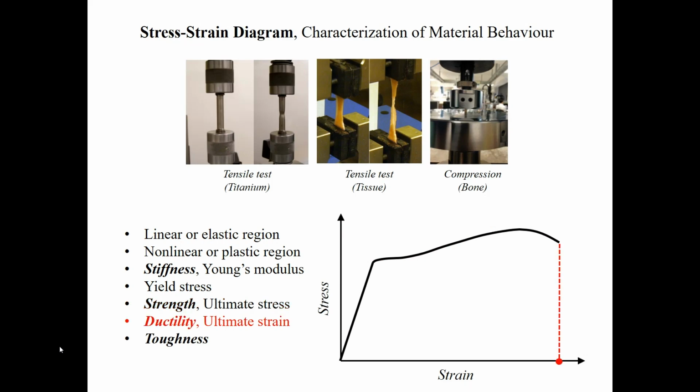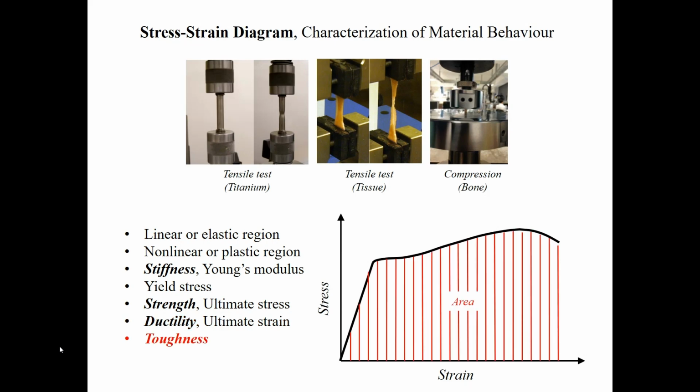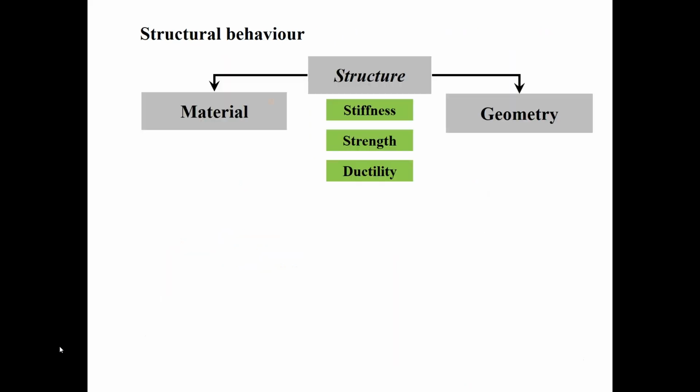The strain at the failure point is called the ultimate strain, which is a measurement of the material ductility. The area under the stress-strain curve defines the amount of energy which a unit volume of the material could tolerate before failure, a material characteristic called toughness.